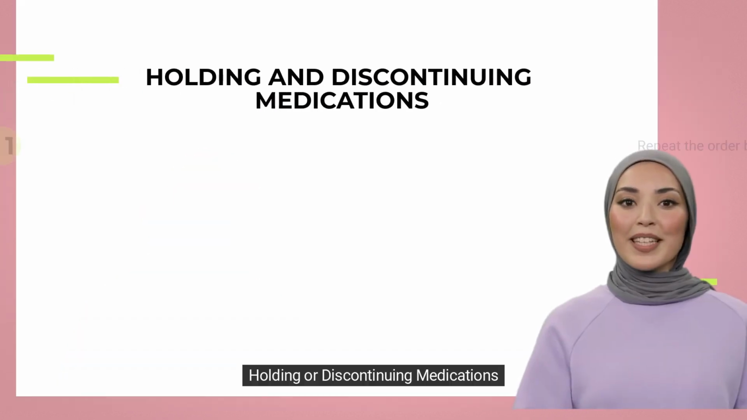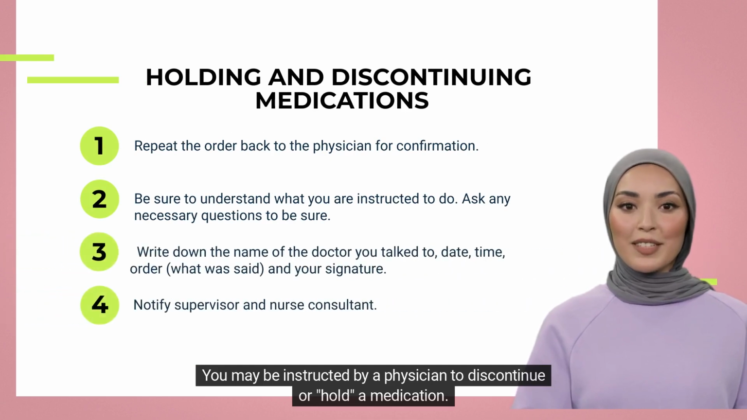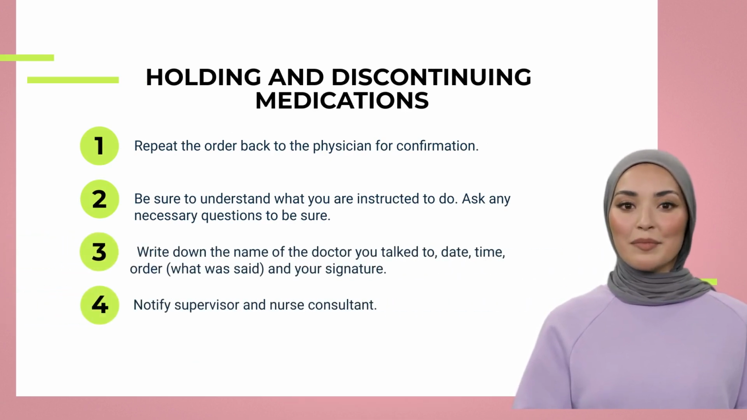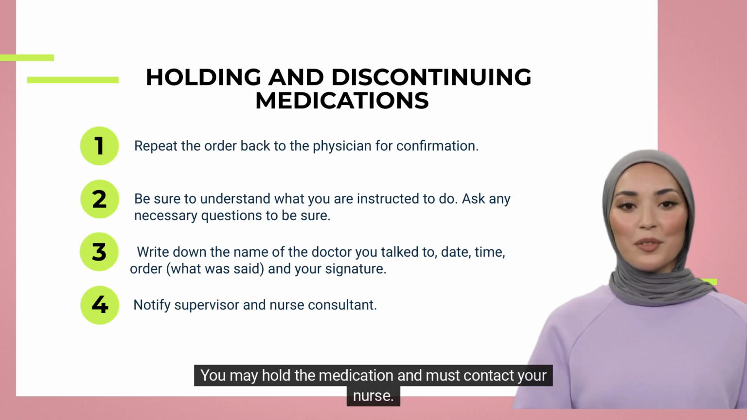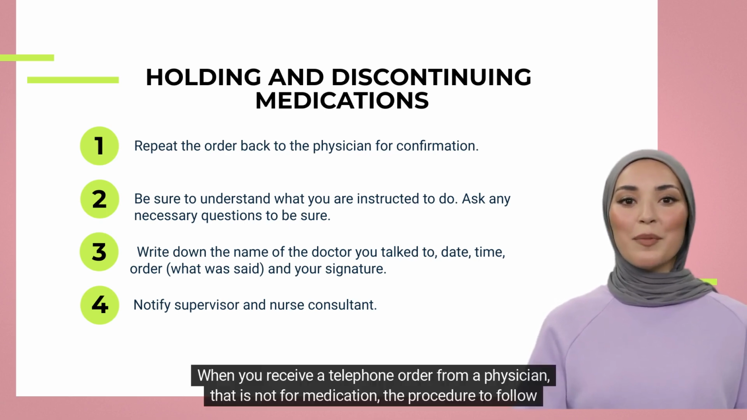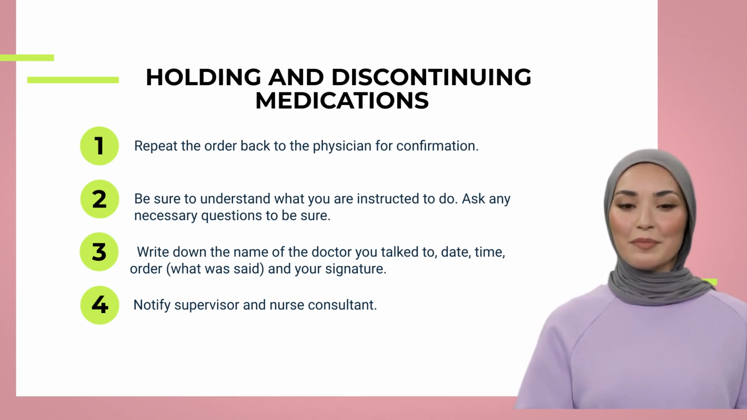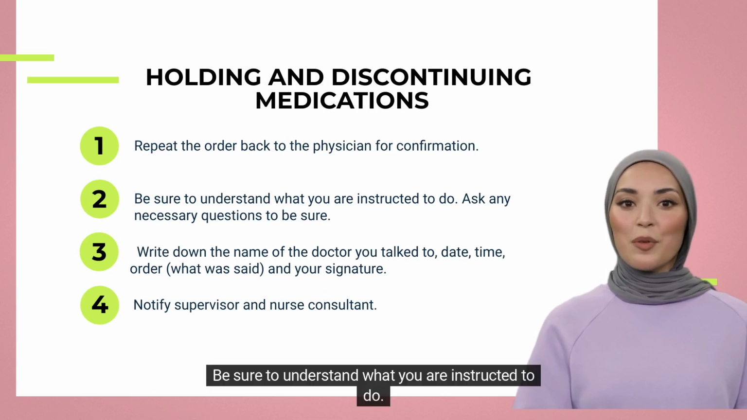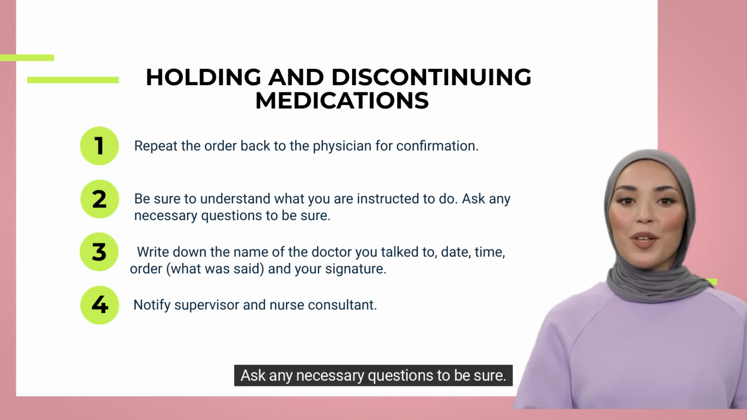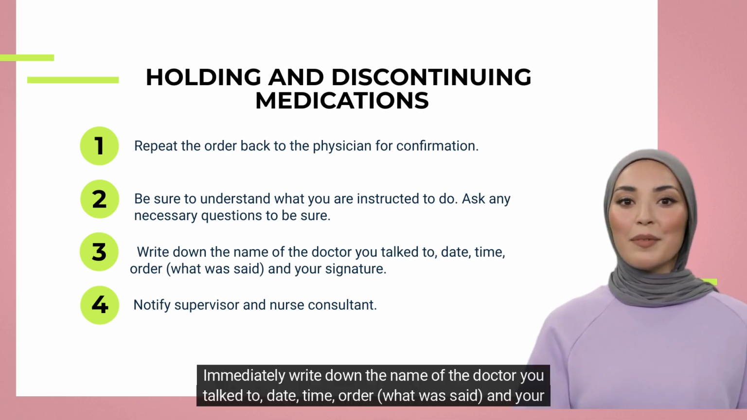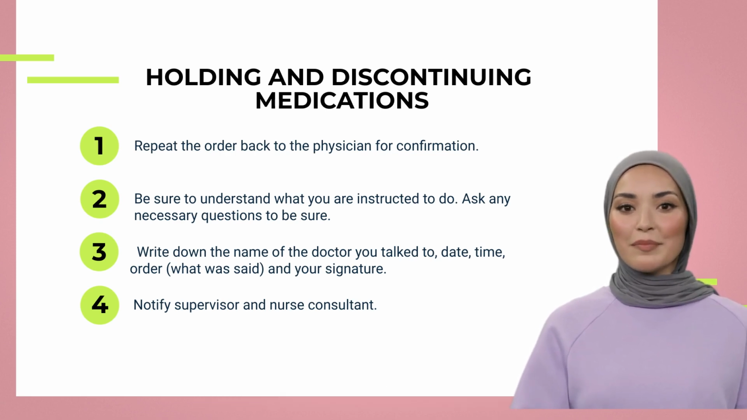Holding or discontinuing medications. You may be instructed by a physician to discontinue or hold a medication. You may hold the medication and must contact your nurse. When you receive a telephone order from a physician that is not for medication, the procedure to follow is: 1. Repeat the order back to the physician for confirmation. 2. Be sure to understand what you are instructed to do. Ask any necessary questions to be sure. 3. Immediately write down the name of the doctor you talked to, date, time, order, what was said, and your signature. 4. Notify supervisor and nurse consultant.